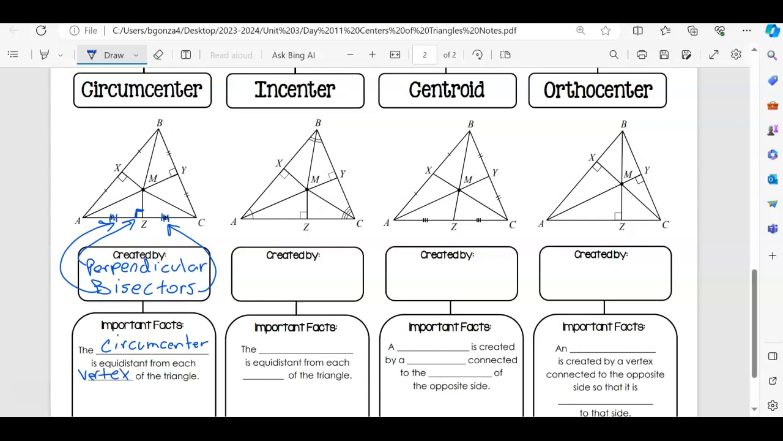So here's something we know. When you see that you have a circumcenter, if you drew lines straight to each corner, each vertex, all those would be the same distance. So let's go ahead and mark that. Let's put 4 tick marks on each of these segments. Everybody do this with me. AM, put 4 tick marks.